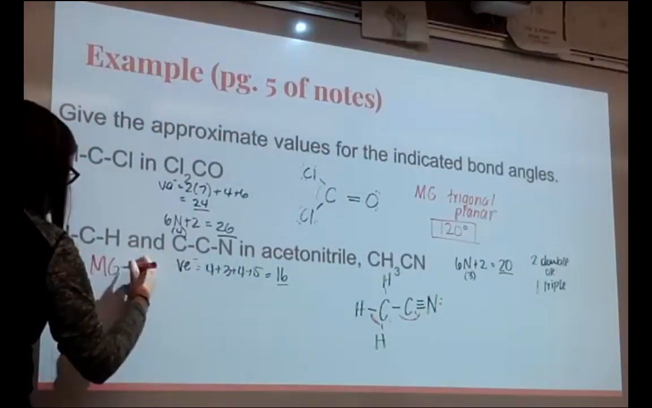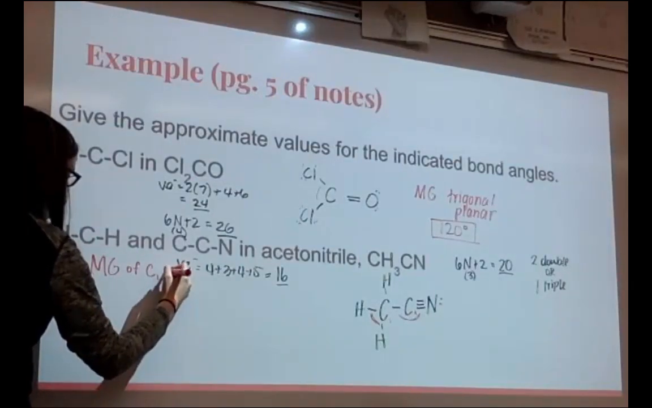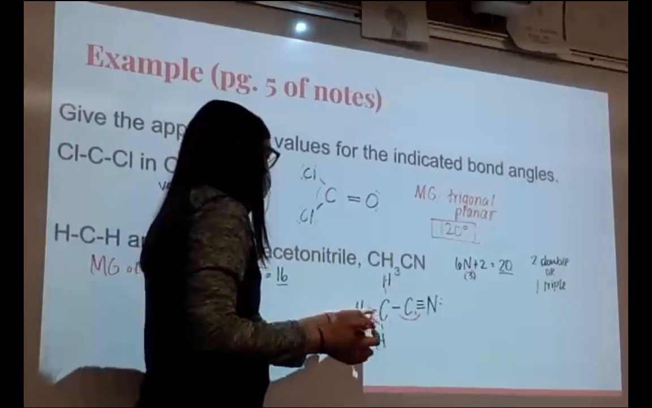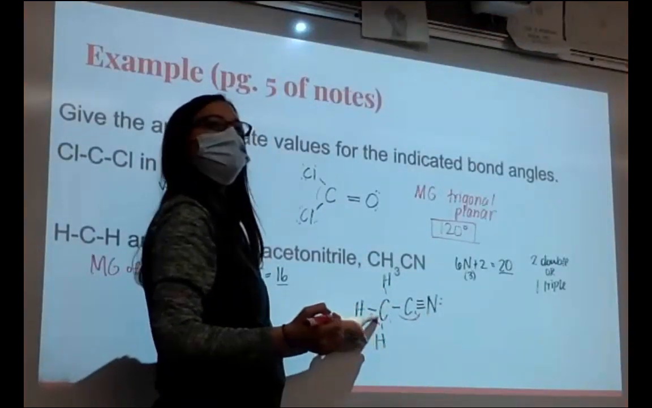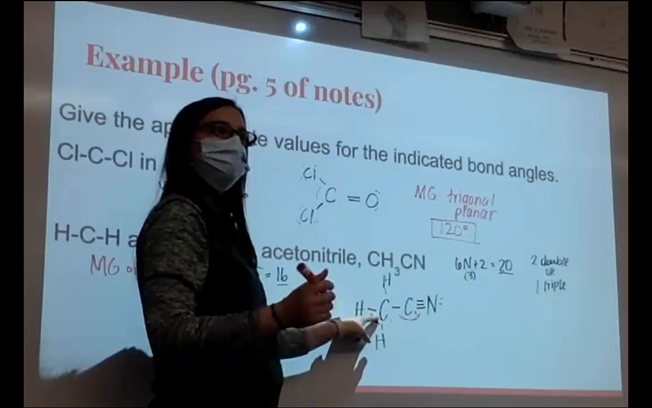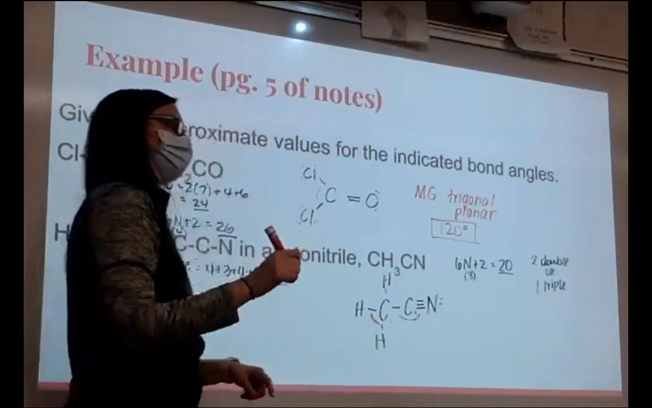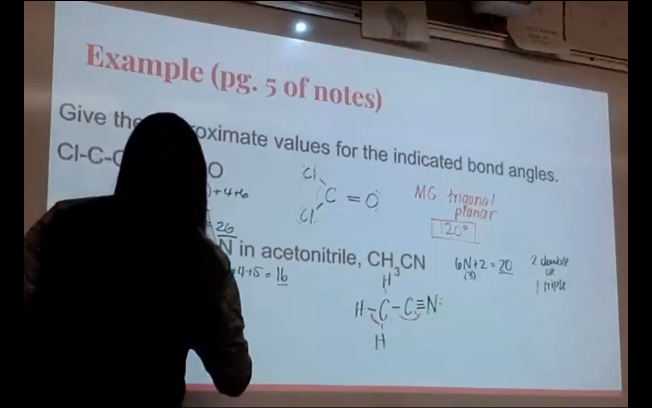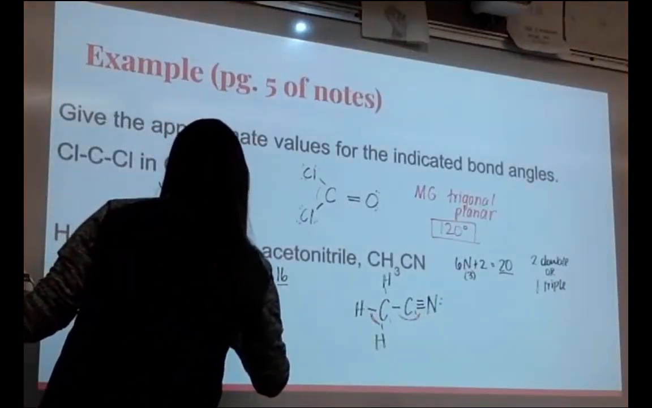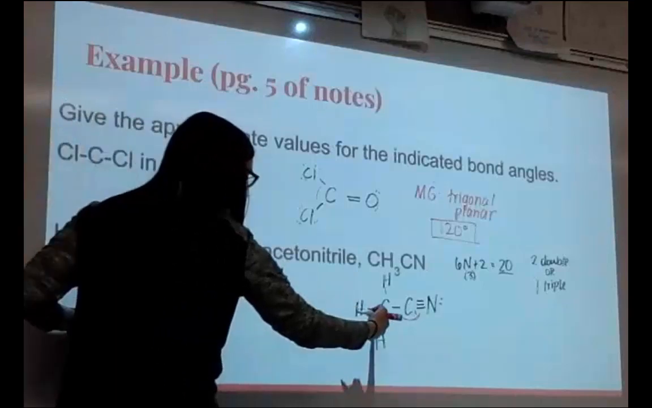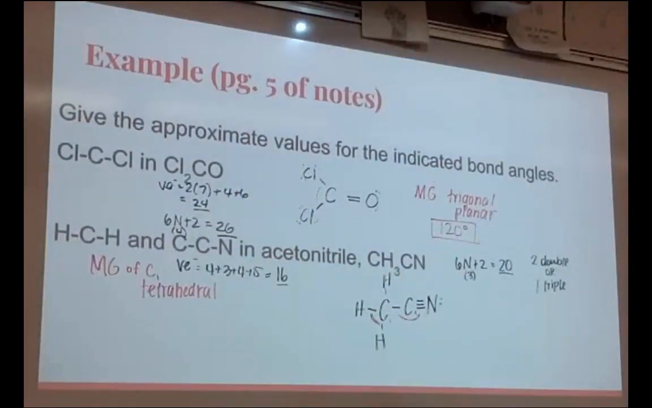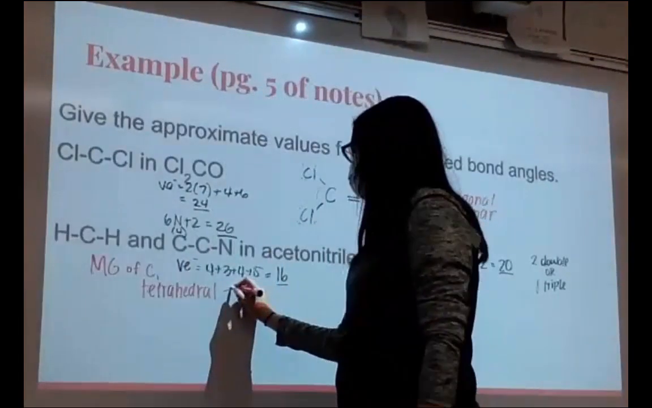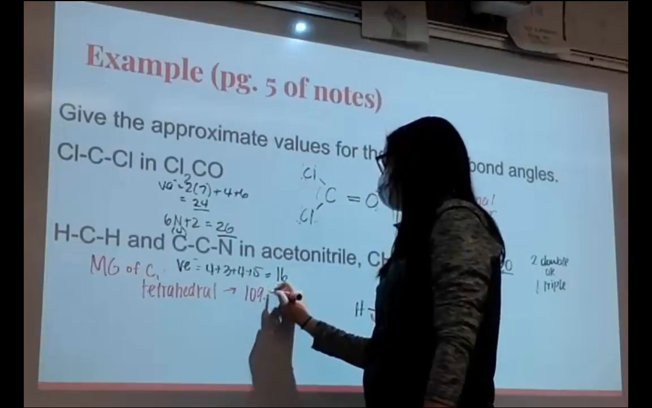What is the molecular geometry around carbon 1? If there are 1, 2, 3, 4 atoms bonded to the central and 0 lone pairs. What's 4 atoms bonded, 0 lone pairs? Tetrahedral. So the molecular geometry of this part of the molecule is tetrahedral. What are the bond angles of a tetrahedral molecule? 109.5.